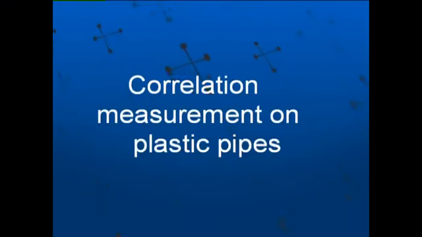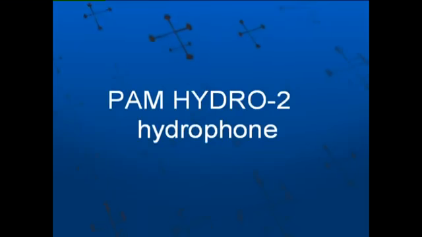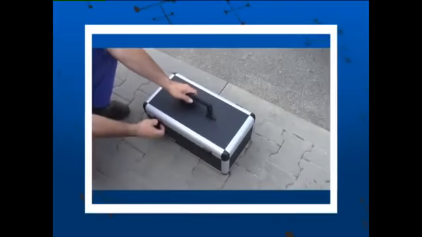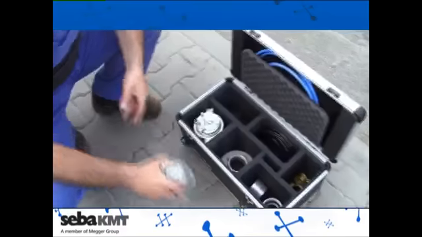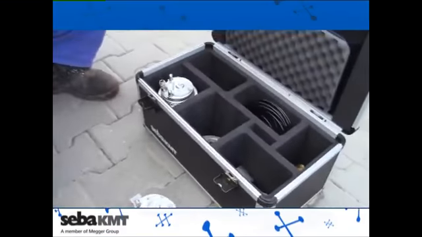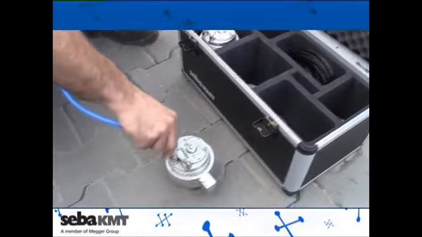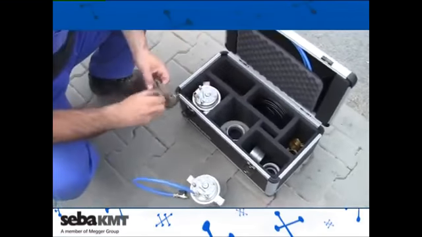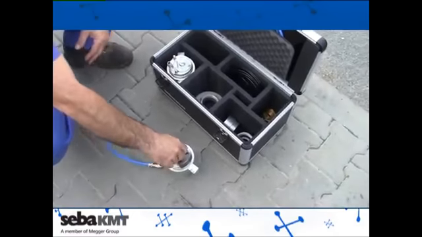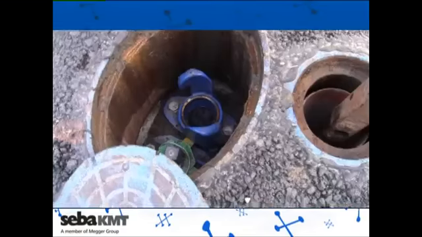Correlation measurement on plastic pipes. PAM Hydro 2 hydrophone. New hydrophones with the name PAM Hydro 2 are optionally available for the SebaKMT correlators. These show outstanding measurement results on plastic pipes, and this on pipe sections with a length of several hundred meters, which was unrealistic with the means available up till now.